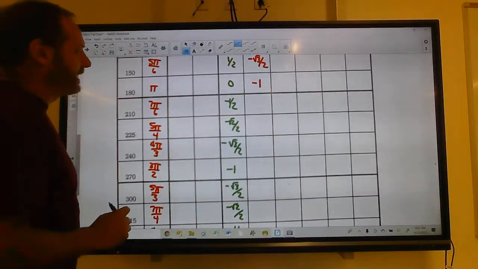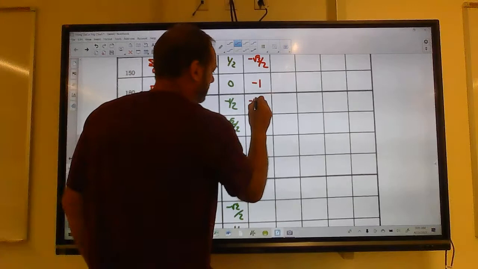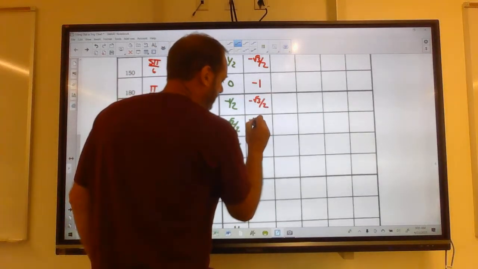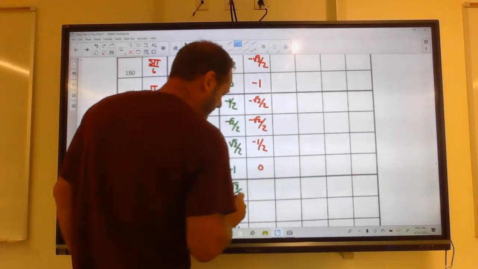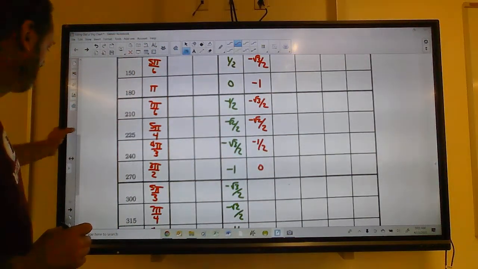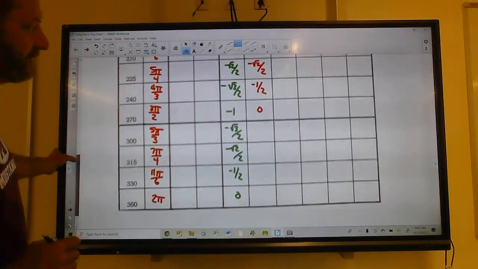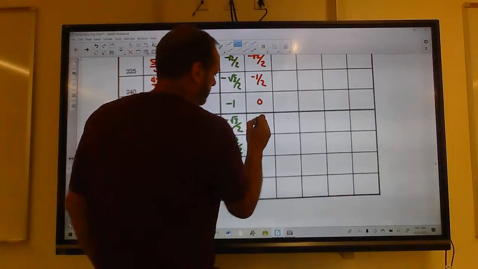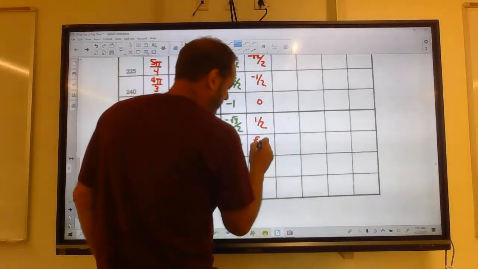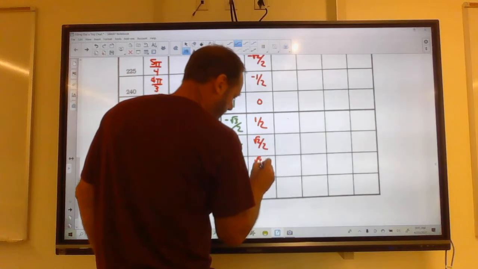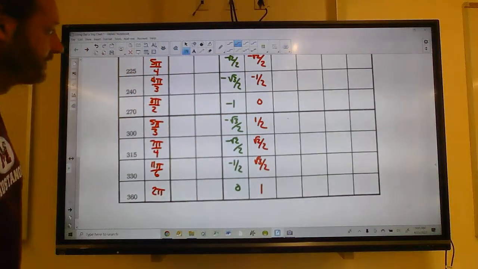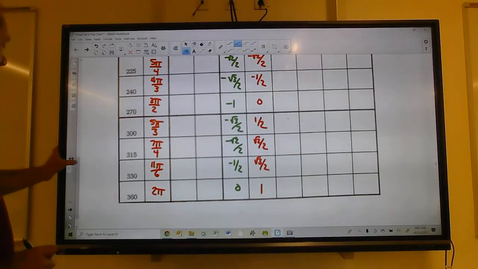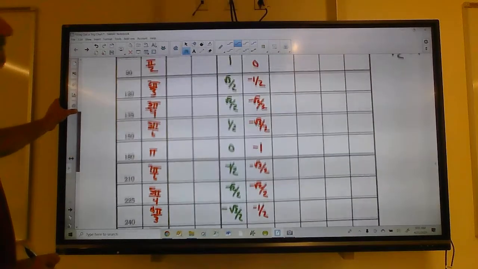Now we're going to work our way back up again. Negative square root of 3 over 2, negative square root of 2 over 2, negative 1/2, 0. And then we're going to head back up to 1 again. So this is going to be 1/2, square root of 2 over 2, square root of 3 over 2, 1. And we're done with cosine.